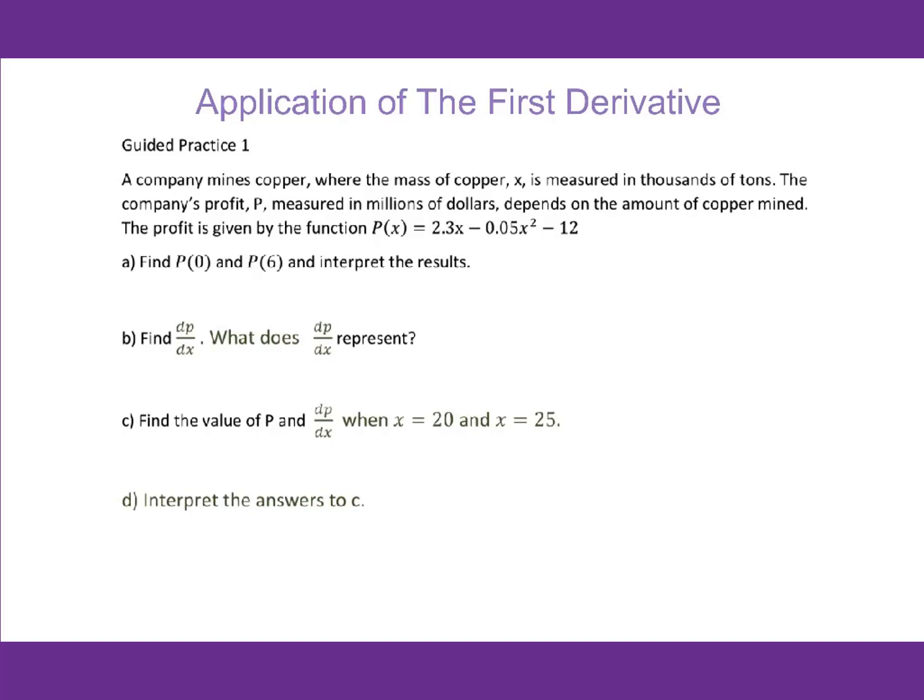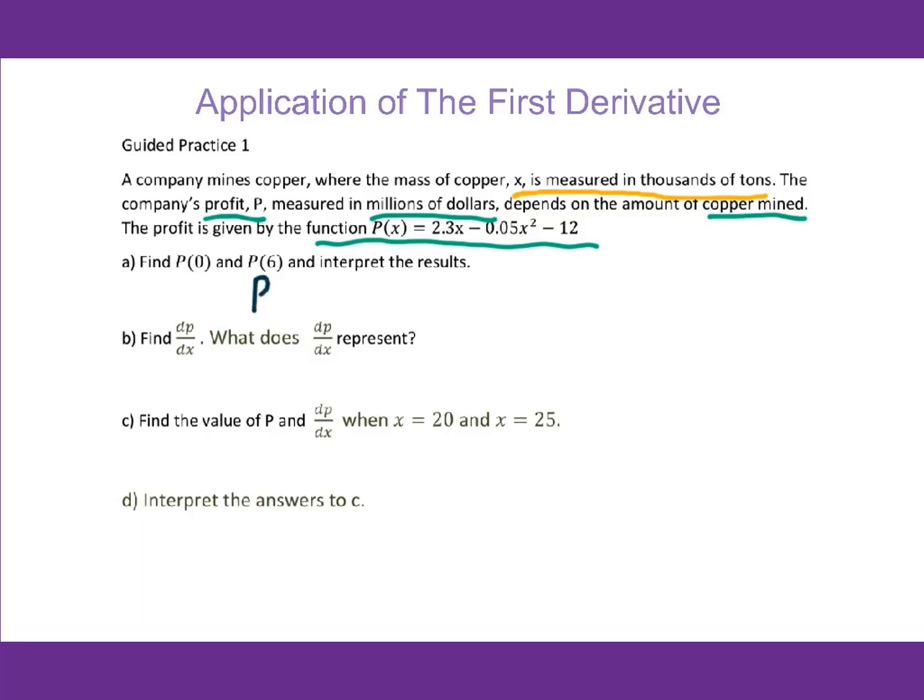This video is about application of the first derivative. Guided practice 1. A company mines copper, where the mass of copper x is measured in several tons. The company's profit P, measured in millions of dollars, depends on the amount of copper mined. The profit is given by the function, this one. Find the P of 0 and P of 6 and interpret the results.